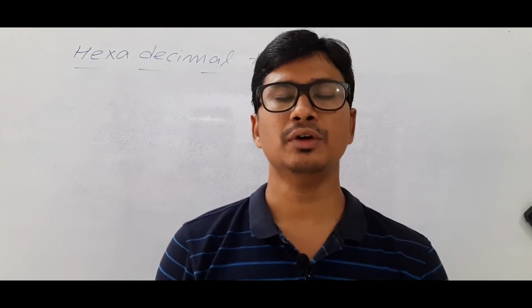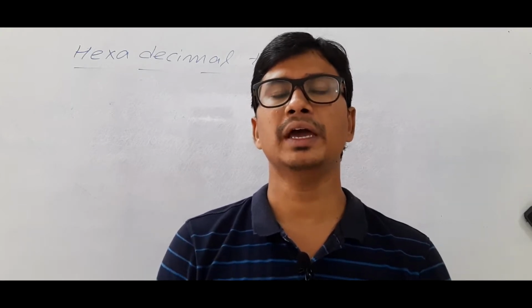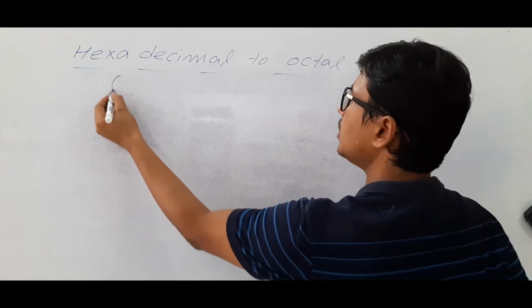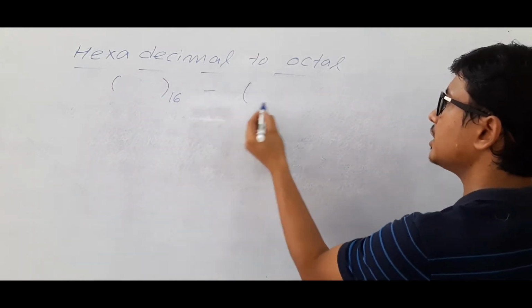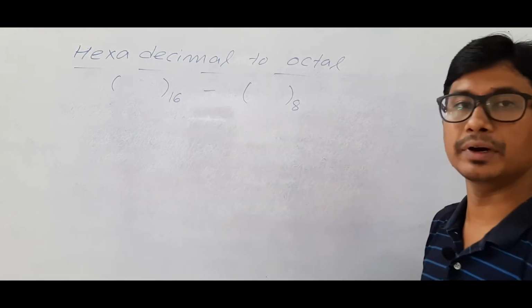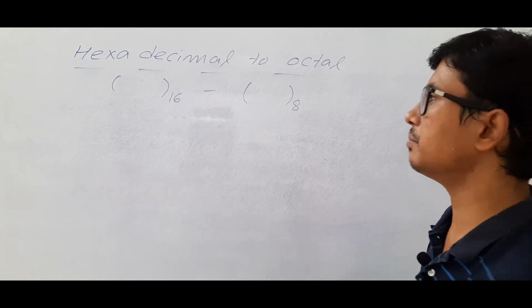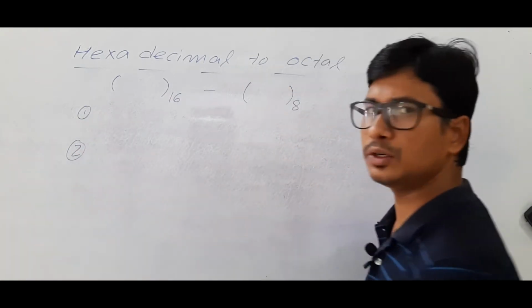In this video, we will discuss how to convert a hexadecimal number to an octal number. Hexadecimal, we can call it a base 16 number, and octal, we can even call it a base 8 number. So, we want to convert a base 16 number to a base 8 number. As I discussed earlier, we can do this process in two ways.